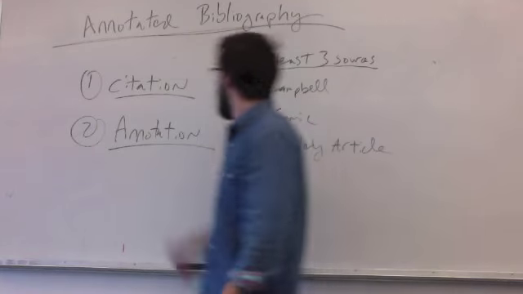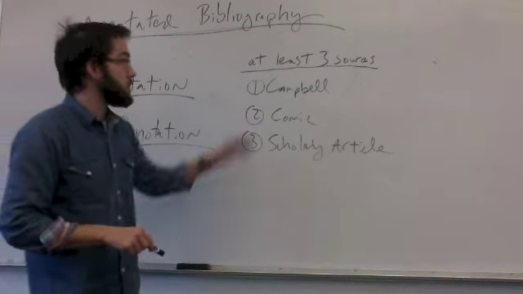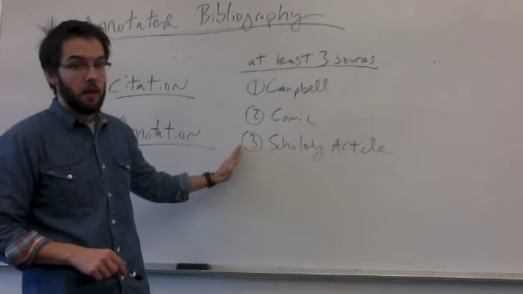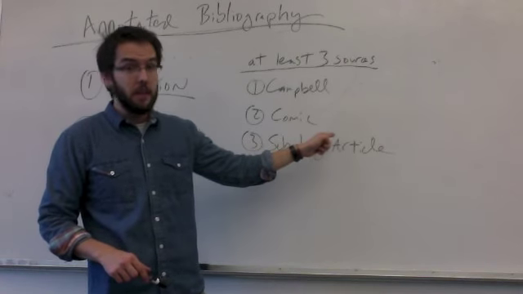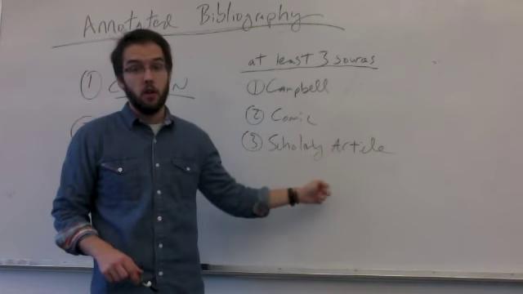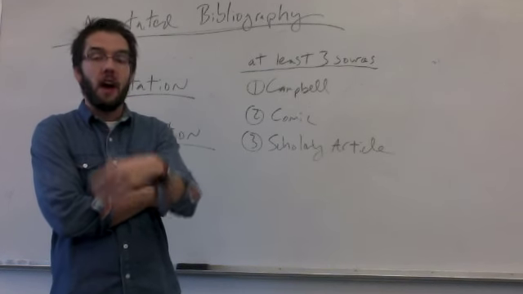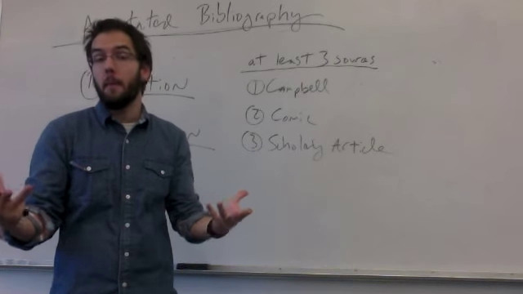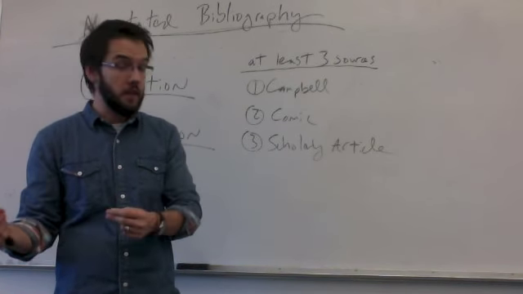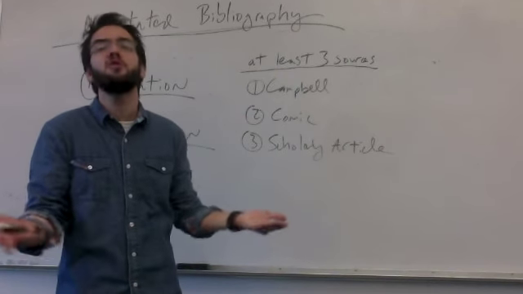You need to have at least 3 sources on your annotated bibliography: the Joseph Campbell source, the comic you're blending with it, and the scholarly article as previously discussed in the other video. Now, I've provided actual chapters from Campbell's seminal book, The Hero with a Thousand Faces. So if you're going to use Campbell, go right to the source. Use Campbell. Use his own words.